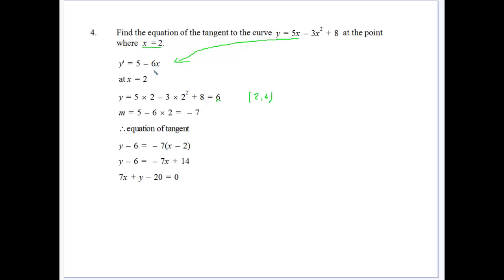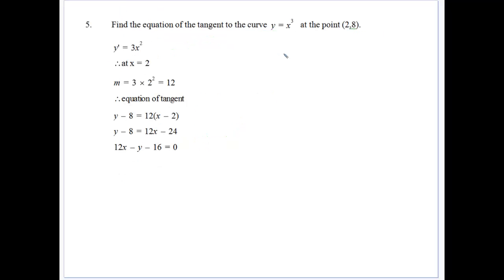And at x equals 2, we get our gradient of minus 7. We just do a substitution there: 5 minus 6 lots of 2 gives us minus 7. Take our values, put them into the equation of the straight line, and then clean it up and get it in general form.